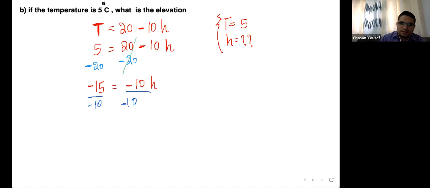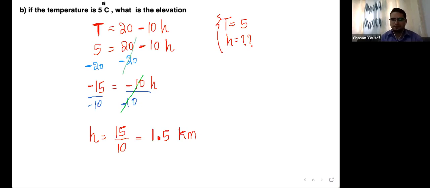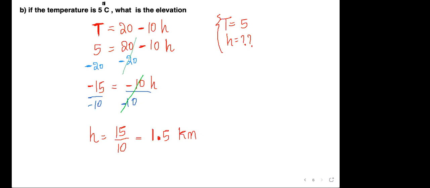Now this cancels again. So I get h equals minus 15 over 10, or I can say 15 over 10 because the minus with the minus cancel each other. And 15 over 10 is 1.5 kilometers. Is it clear? Okay, any questions?